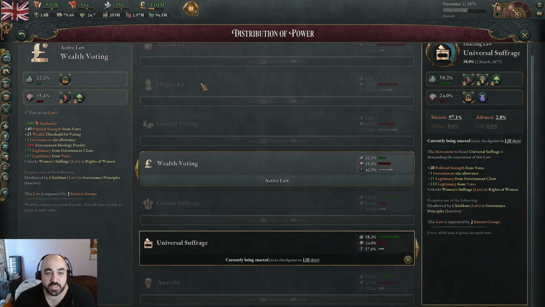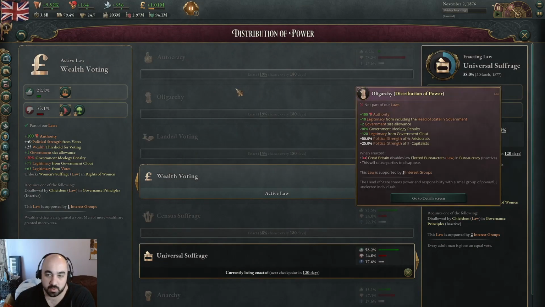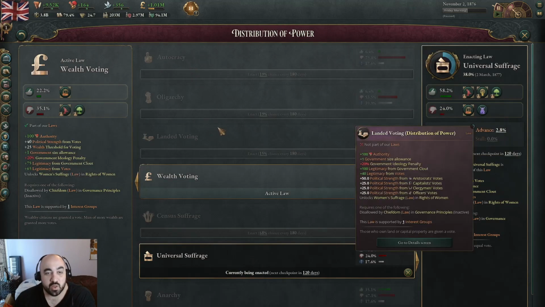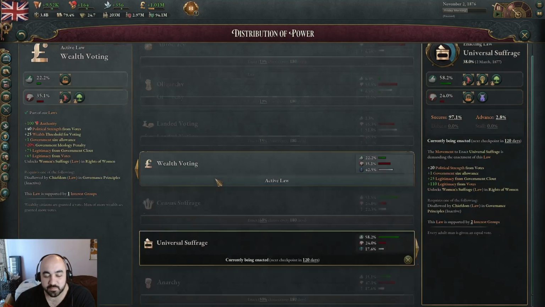laws. And you will see, for example, in autocracy, it's just all based on government clout. And same with oligarchy, although oligarchy lets you have more people in the government. And so, generally speaking, it's easier to maintain legitimacy with oligarchy than autocracy. Although, if just one person has most of the clout, autocracy tends to be pretty good.